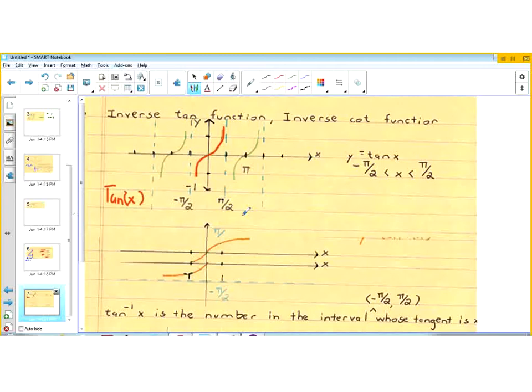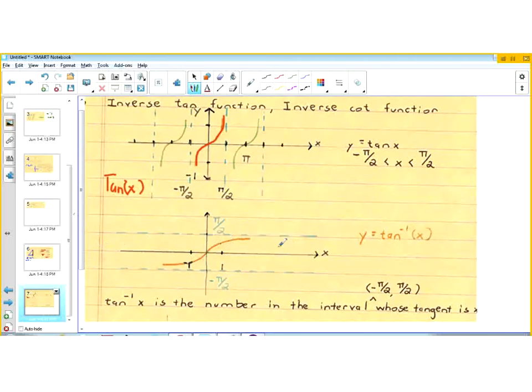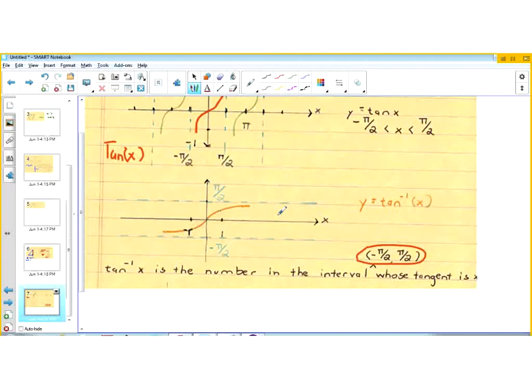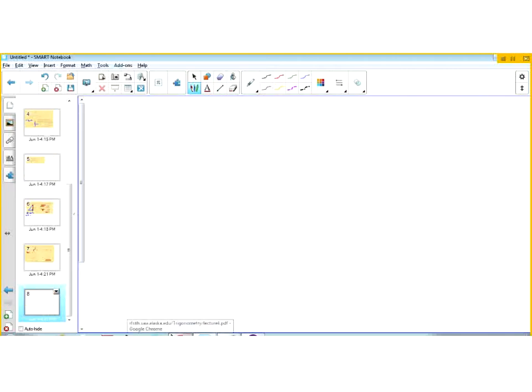So the inverse tan function is a continuous function, its domain is the entire x-axis, and its range is from negative pi/2 to pi/2. This is an open interval, okay? It does not include the endpoints. So inverse tan x is the number in the interval whose tangent is x. All right, so that's the inverse tan x. The inverse cotangent x follows similarly. So let's pull up the graph of that.